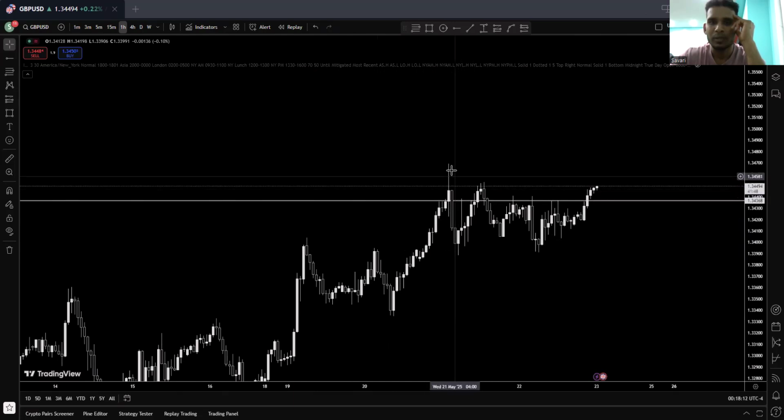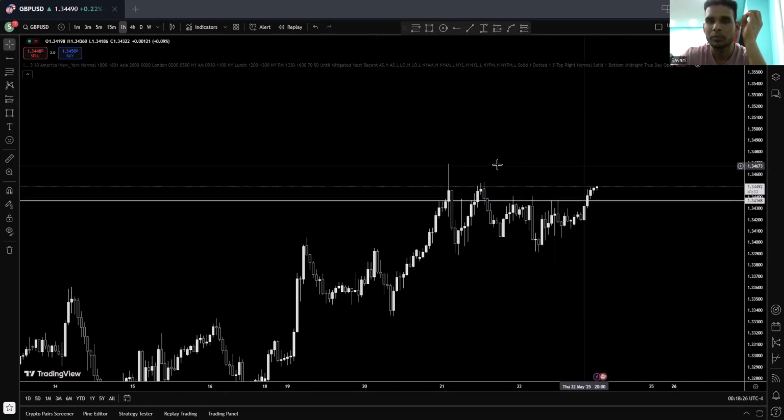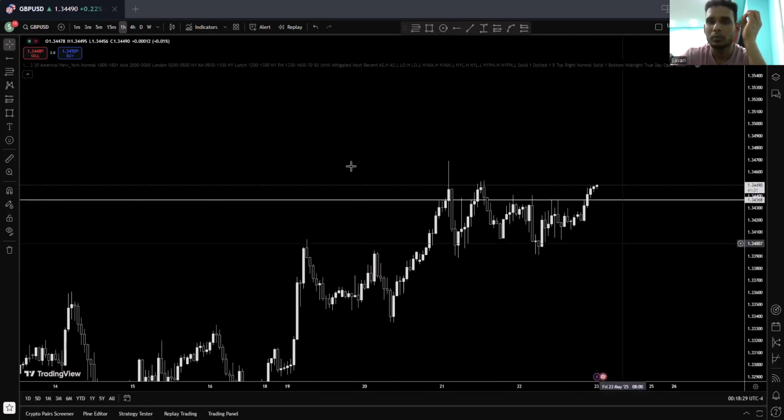Start to move up. Fail to take this high. Price just stopped here. Come all the way back. So this is the current dealing range for us. Low, high. Price failed to take this high. Take this low. Start to consolidate inside this range. So inside this range, I took my entry.